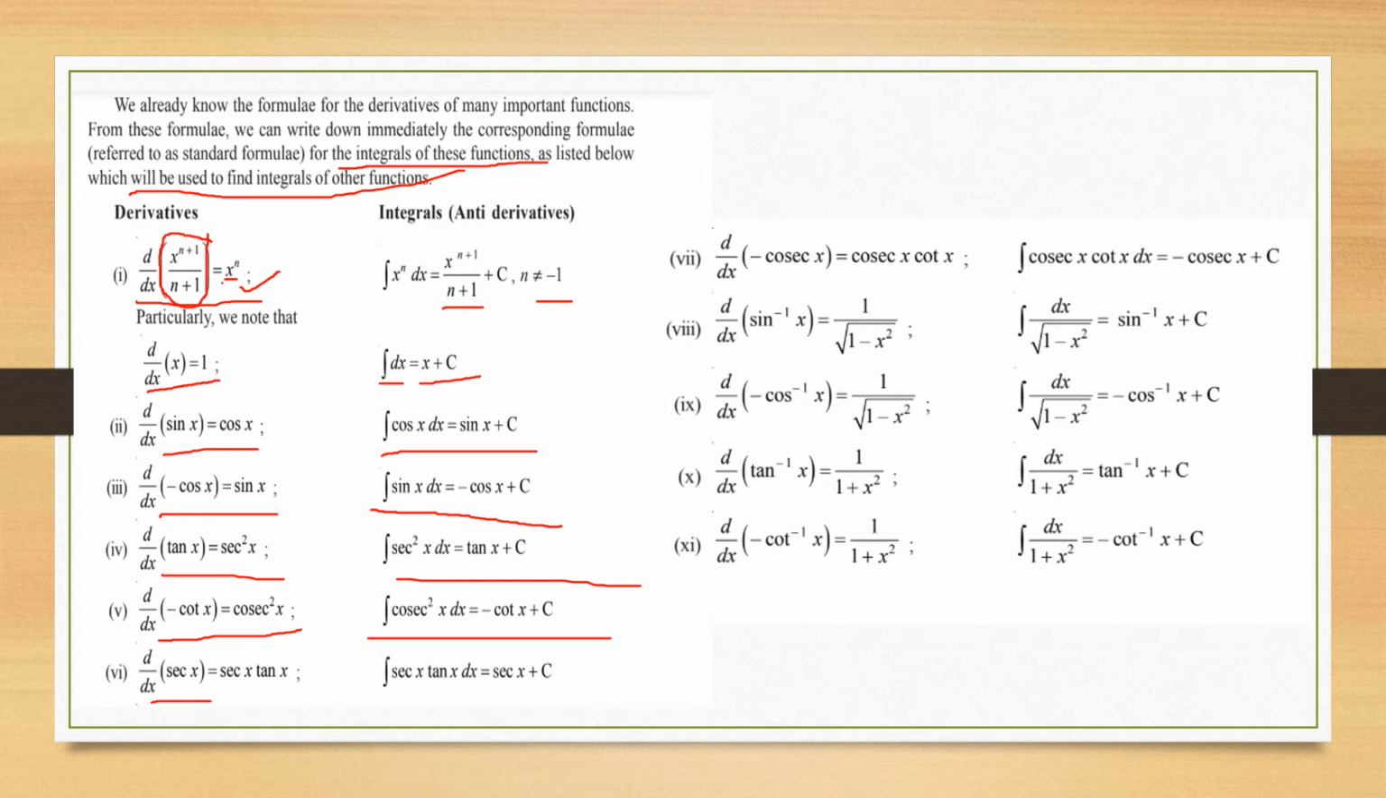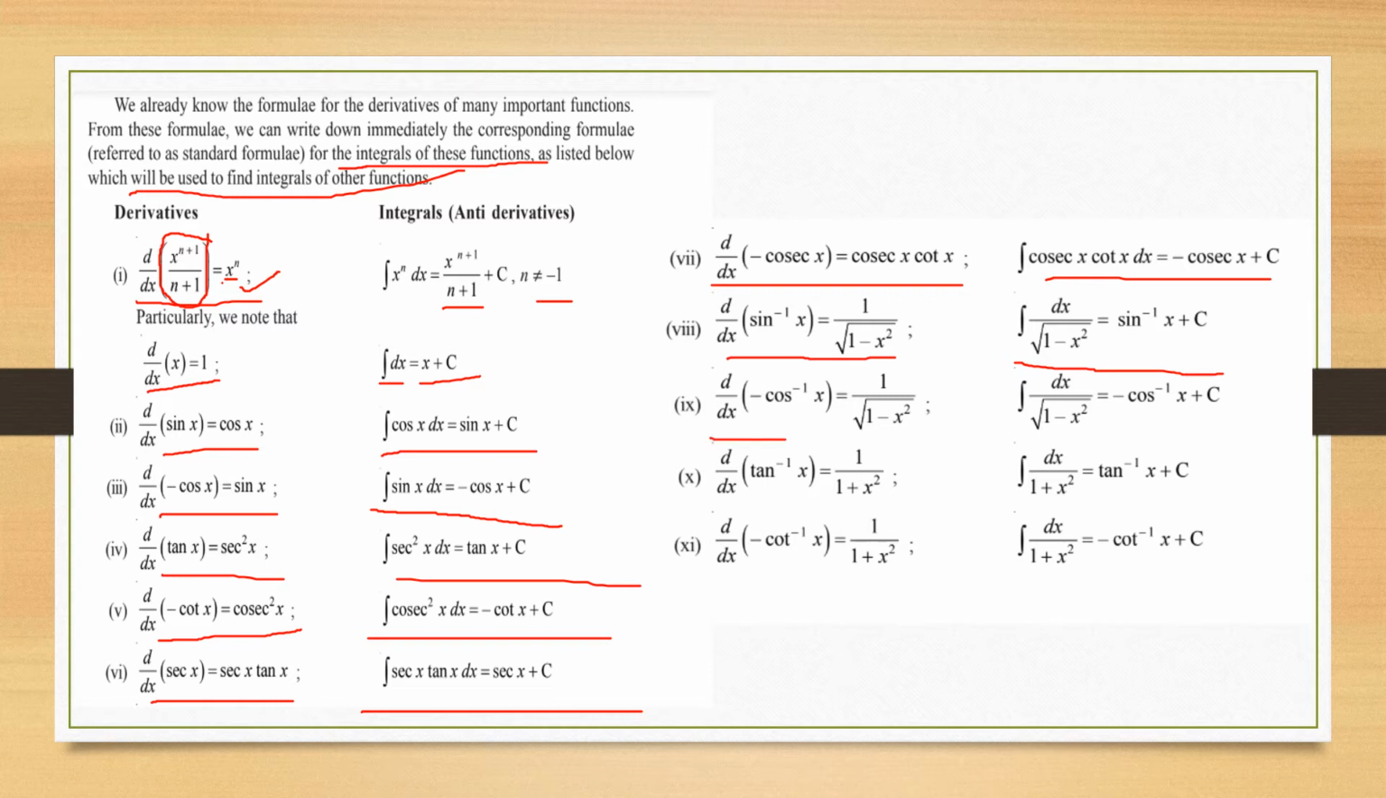Secant x is having d/dx as secant x tan x, so integral of secant x tan x is secant x plus c. d/dx of minus cosecant x is cosecant x cot x, so integral of cosecant x cot x is minus cosecant x plus c. Now d/dx of sin inverse x is 1 upon root 1 minus x square, so integral of this 1 upon root 1 minus x square is sin inverse x plus c.